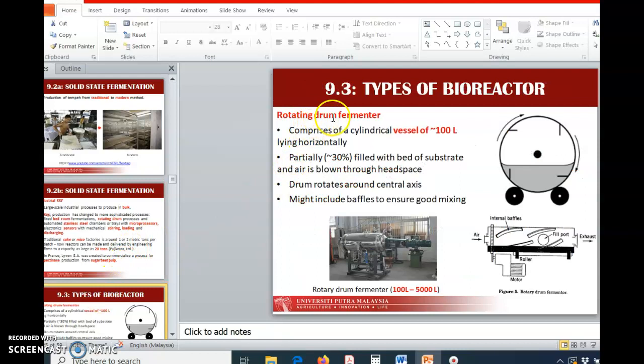This is the example of rotating drum fermenter. As you can see here, this is the exact picture of the cylindrical drum. This is the representation. Rotating drum means that they have this drum structure, and then you rotate this drum. This one is the substrate, usually the solid substrate, and this one is the baffles to assist in the mixing. Usually you will only have around 30% filled with bed. If you use more, the mixture won't be as efficient, and the air is blown through the headspace, because as I said earlier, the air is required for aerobic fermentation.